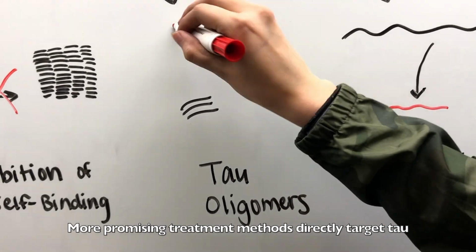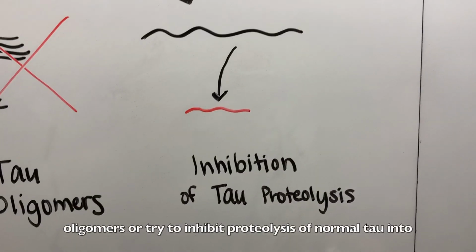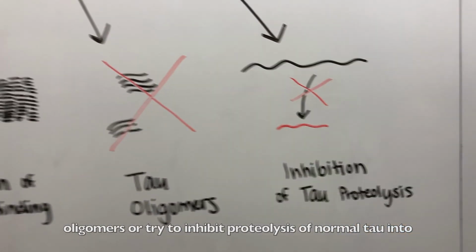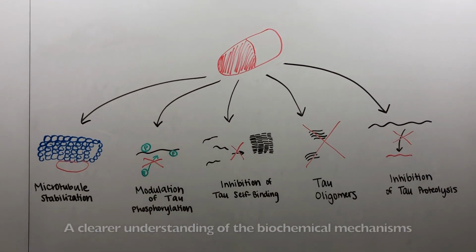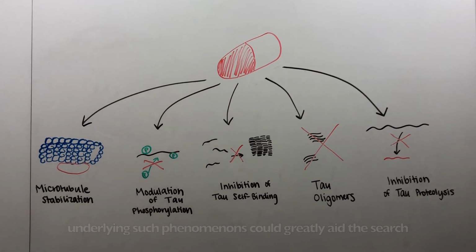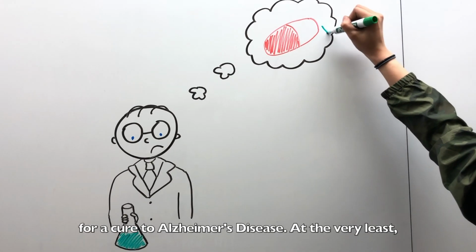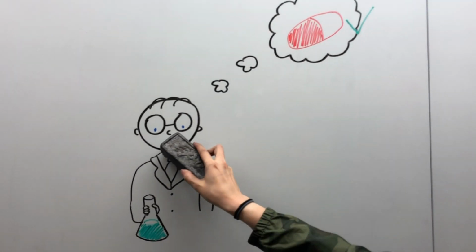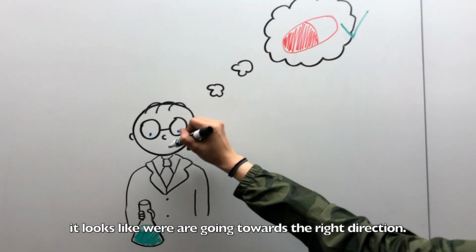More promising treatment methods directly target toxic tau oligomers or try to inhibit proteolysis of normal tau into truncated fragments. A clearer understanding of the biochemical mechanisms underlying such phenomena could greatly aid in the search for a cure to Alzheimer's disease. At the very least, it looks like we're going in the right direction.